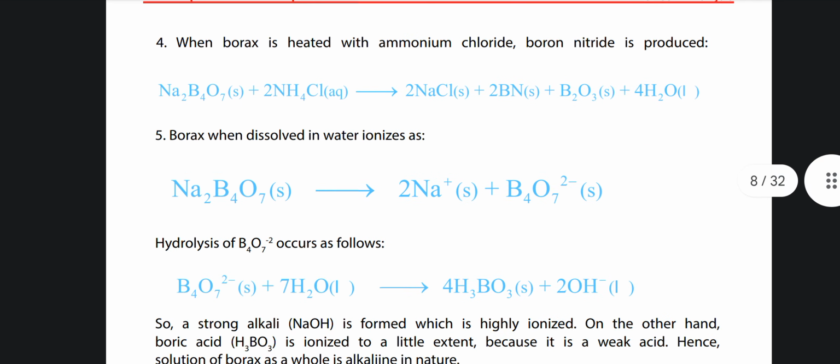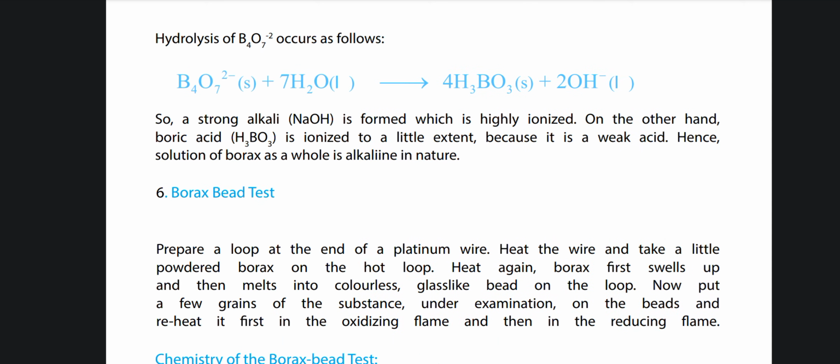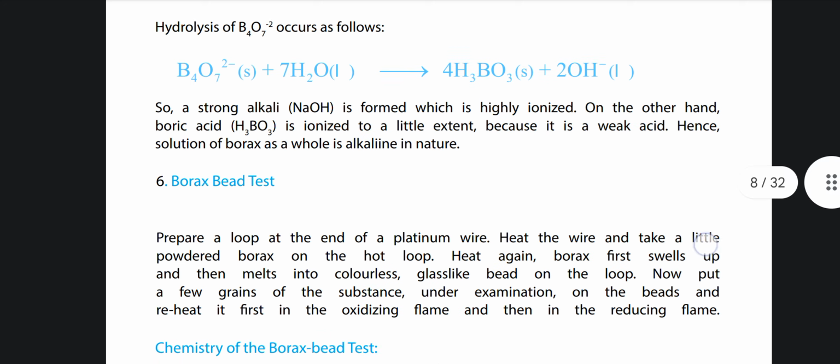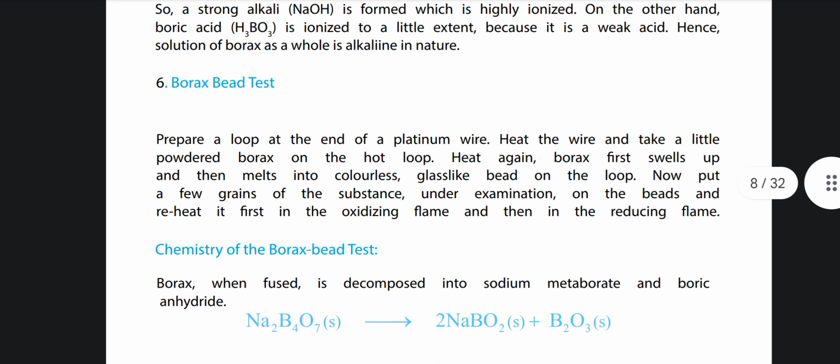And borax when dissolved in water ionizes as Na2B4O7 gives us 2Na plus plus B4O7 2 minus. Hydrolysis of B4O7 2 minus occurs as follows: B4O7 2 minus plus 7H2O gives us 4H3BO3 plus 2OH minus. So a strong alkali, NaOH, is formed which is highly ionized, and on the other hand boric acid, H3BO3, is ionized to a little extent because it is a weak acid. Hence, the solution of borax as a whole is alkaline in nature.